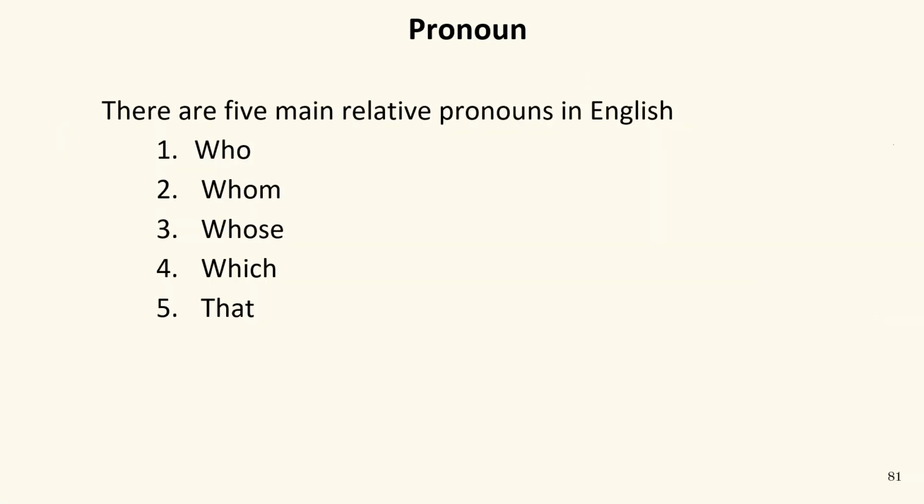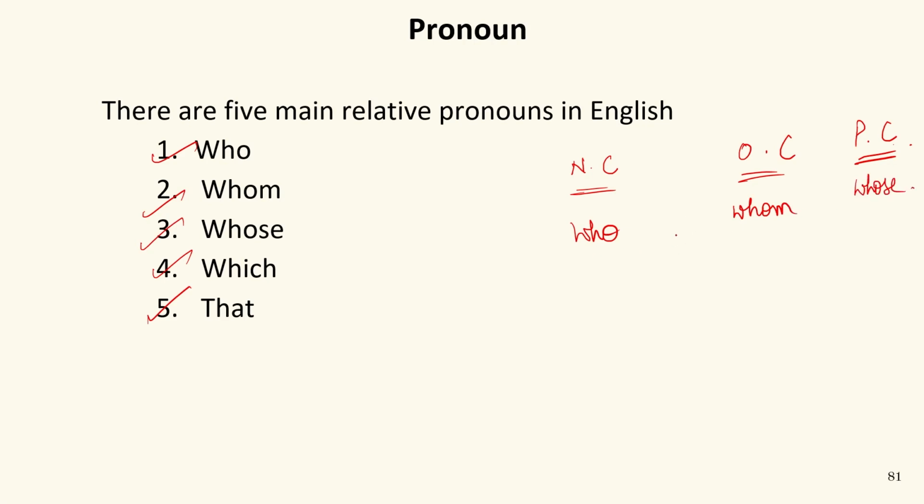Basically, we have several types of relative pronouns. For example, we have who, whom, whose, which, and that. We have already learned about nominative case, objective case and possessive case. Now, the word who is actually the nominative case that can be used for the subject. The objective case of who is whom, and the possessive case is whose.